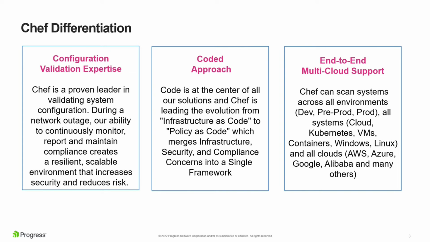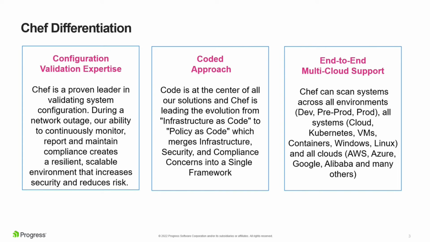We also firmly believe in the coded approach. In fact, Chef has been a pioneer in leading the evolution from infrastructure as code to policy as code. And with policy as code, you basically have all three teams, infrastructure, security, and compliance, all coming together and pushing their code into a single pipeline, into a single framework. We are also truly multi-cloud.